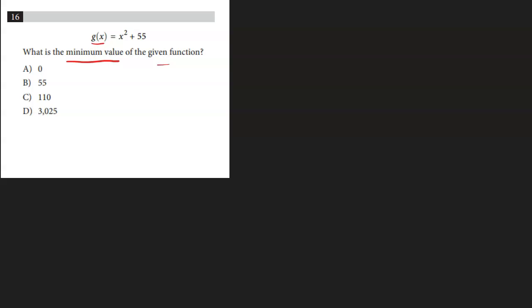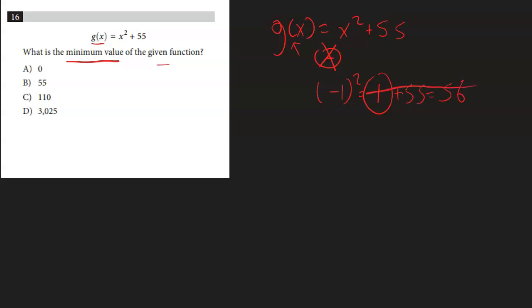Well, if we put in any negatives at all, since it's g(x) equals x squared plus 55, they're going to be squared, and so they're going to end up being positives, increasing g(x). So there are no negatives that can be put in, because if we put in -1, -1 squared just equals +1 plus 55, and that would increase it. So cannot do that.